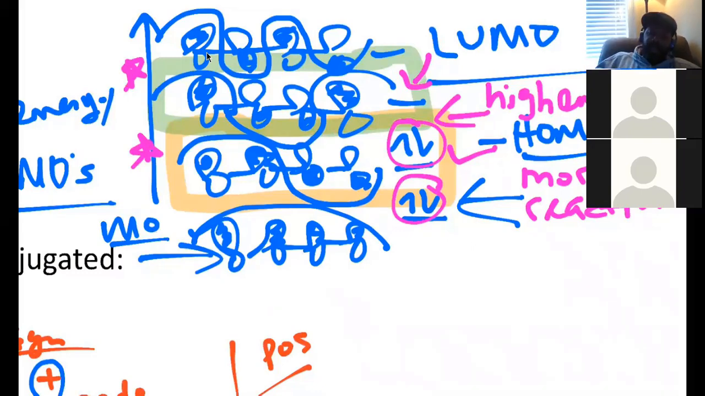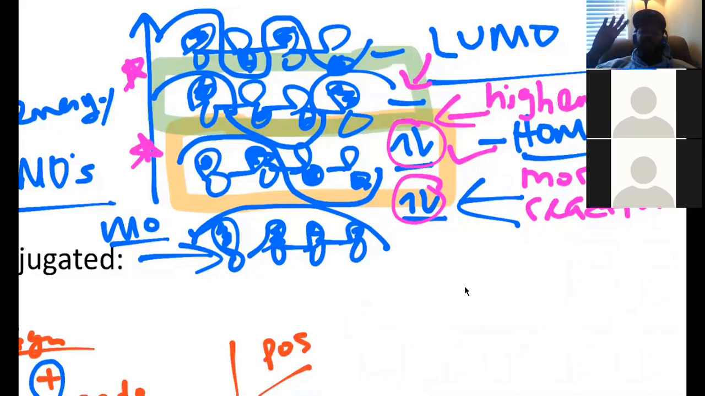So let me ask you this. If the 4-pi system was acting as a nucleophile, which orbital do you think it would react through? The HOMO. Yes, it will react through the HOMO. Why? Because those electrons are going to make the bond. That's exactly right. The HOMO is where your reactive electrons are, and nucleophiles give away electrons, right?